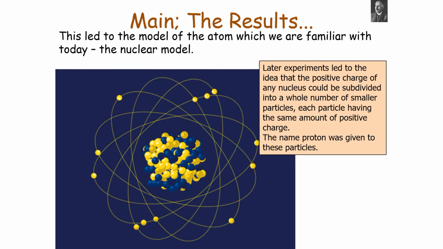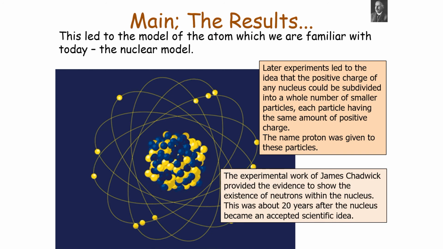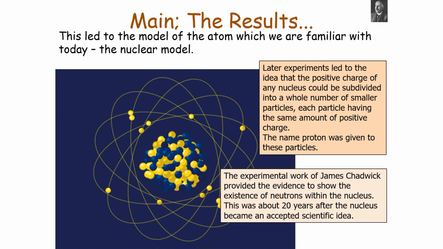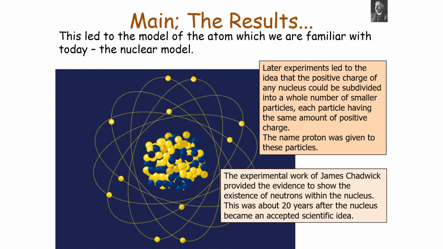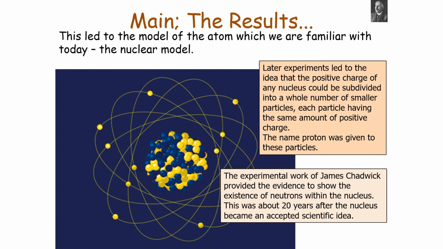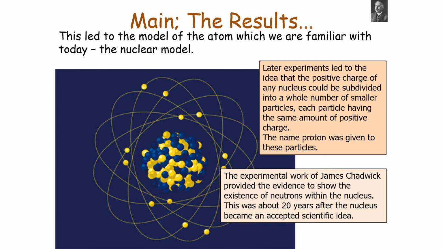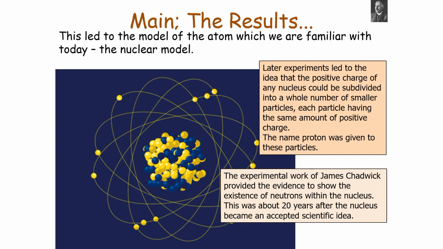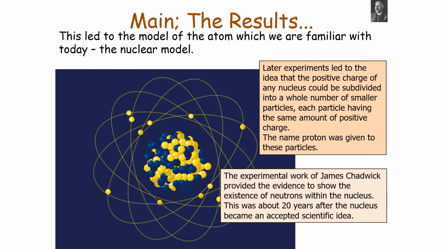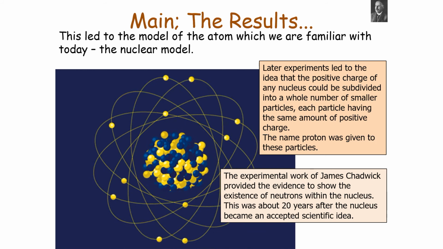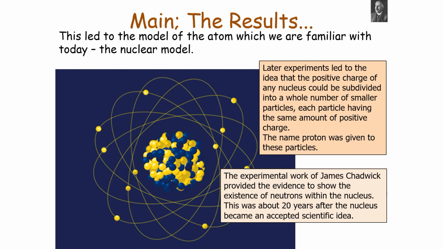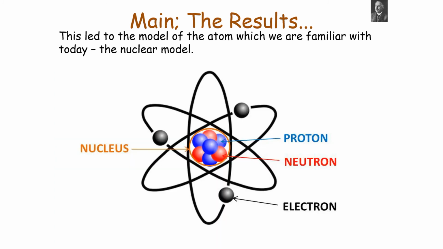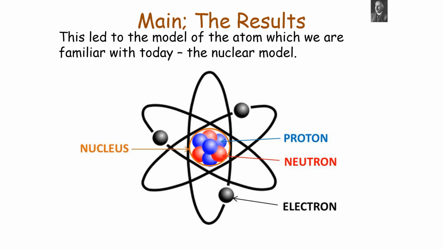So Rutherford had discovered the proton. Now, finally, the experimental work of James Chadwick 20 years later in 1932 provided evidence to show that as well as there being positive protons in the nucleus, there were also neutral particles which had a mass. So James Chadwick had discovered that within the nucleus there were neutrons, which led to the familiar model of the atom which we know today, the nuclear model.